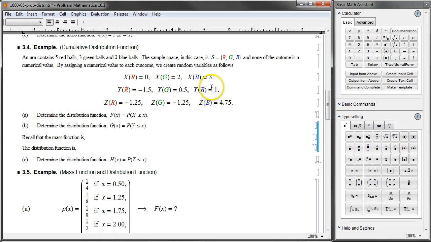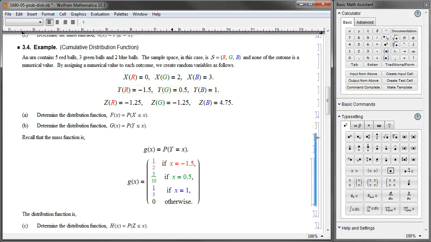Let's consider this random variable here. Y can take negative 1.5, 0.5, or 1. In this case, here goes the mass function. When y takes negative 1.5, that means red ball. When y takes 0.5, that means the green ball. When y takes 1, that's the blue ball. Otherwise, no other color exists, so they are all impossible, so we have 0. So that's the mass function.